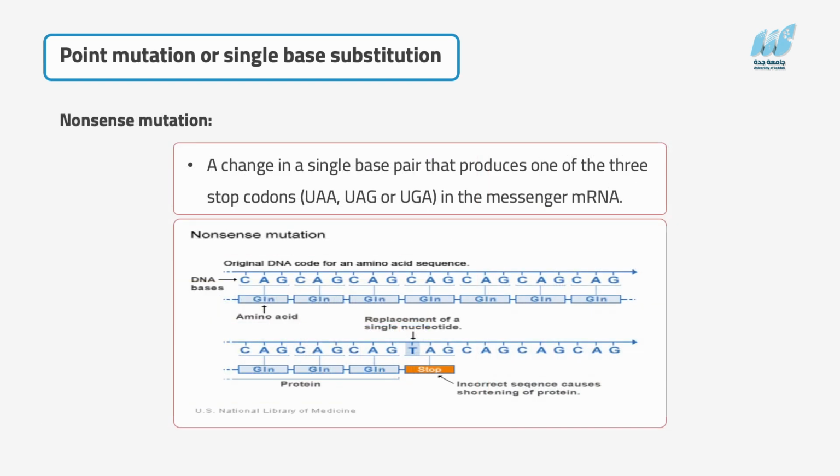The third type of point mutation is nonsense mutation, which is the change of a single base pair which produces one of the three stop codons, including UAA, UAG, or UGA in the messenger RNA, which results in premature termination of translation, resulting in a truncated protein, which can greatly influence the phenotype. Therefore, nonsense mutation results in changing the amino acid sequence to a stop codon that results in termination of translation, which has a huge effect on the protein compared to the missense mutation.